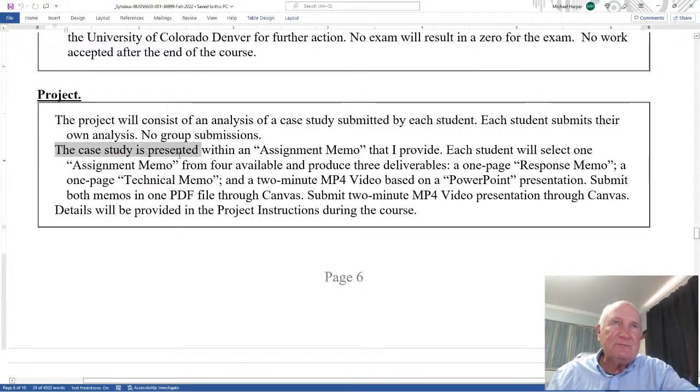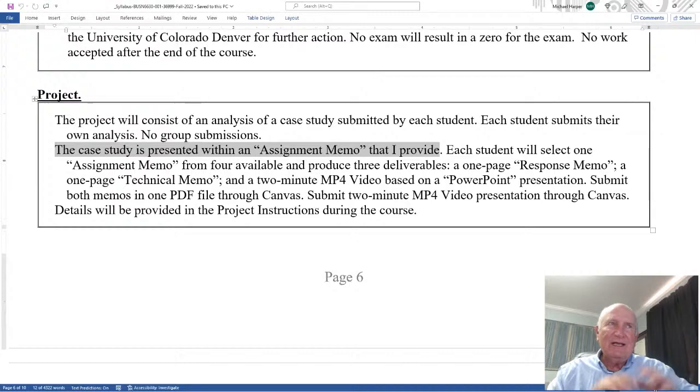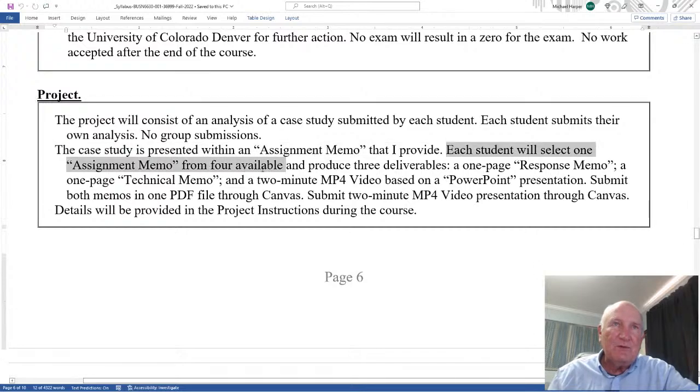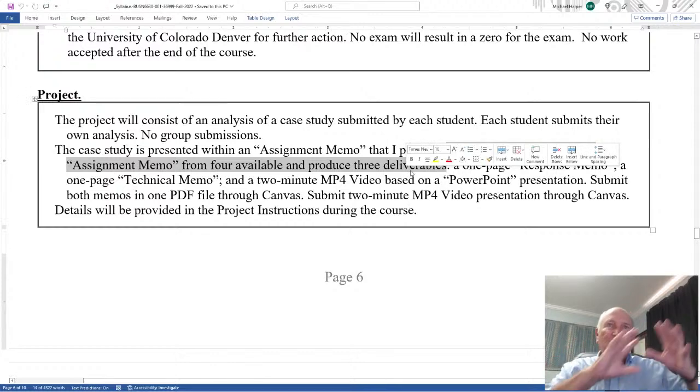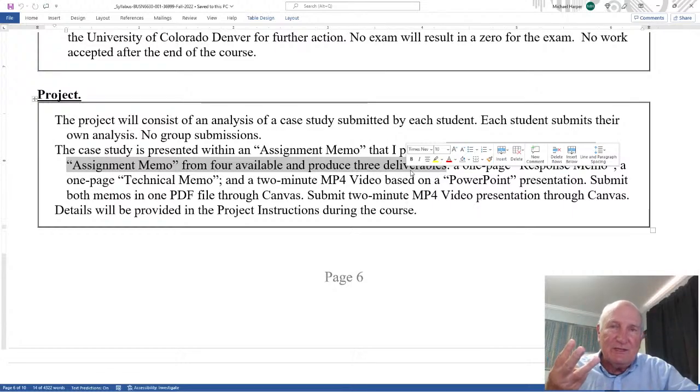Now, the case study is presented within an assignment memo that I provide. I'll provide a number of assignment memos. Each assignment memo describes a case study. You pick one of them. Each student will select one of the assignment memos from 4 available and produce 3 deliverables. So you pick one of the 4, only one. You pick one, you go, okay, this is what I'm doing. There's my case study. Okay, I have to submit 3 things. The student submits 3 things.